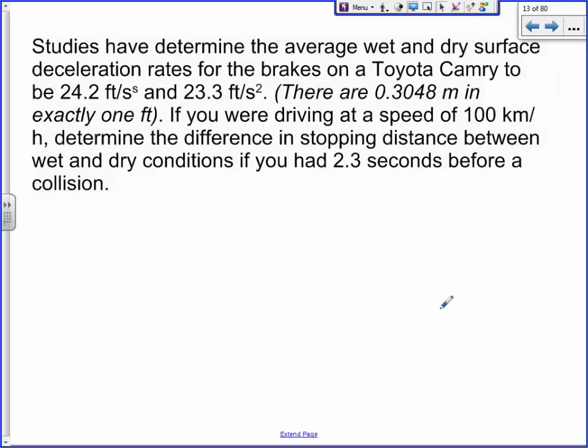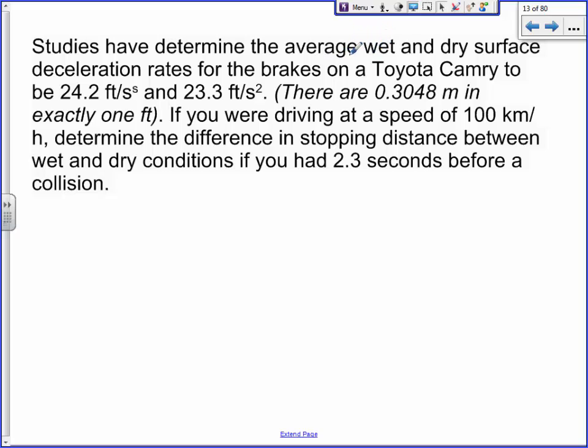Okay, let's throw some twists in now. Now that we're getting pretty good at plugging in regular formulas, one of the things I might do is make you work with different unit types. So here's a scenario. Studies have determined that the average wet and dry surface deceleration for brakes on a Camry are 24.2 feet per second squared. Feet, we have to convert. And 23.3 feet per second squared.